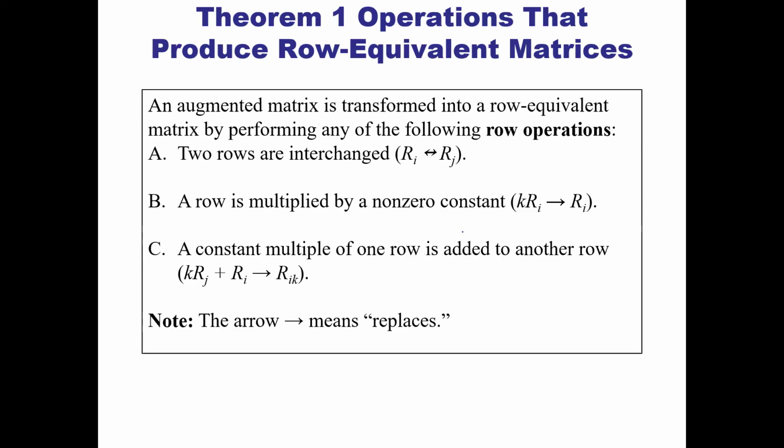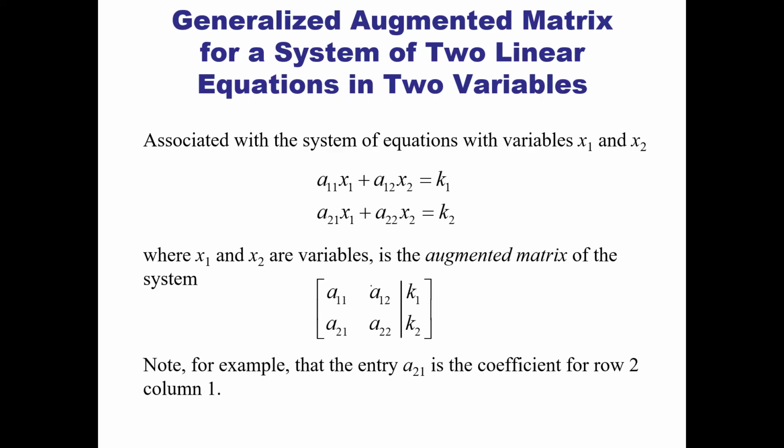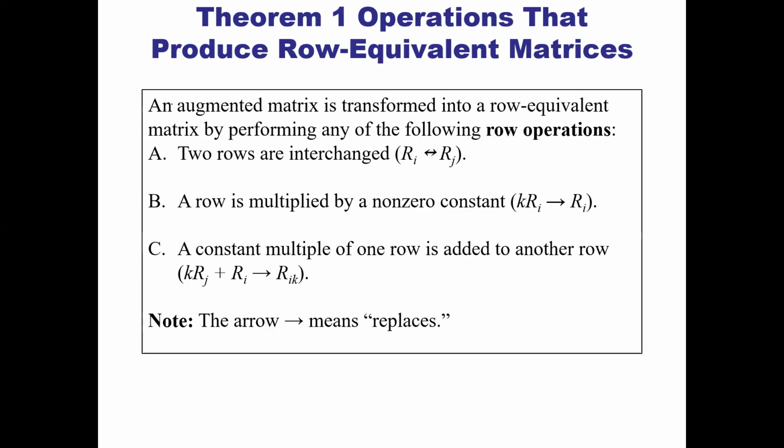So, theorem one: operations that produce row equivalent matrices. We're going to start with something that looks like this, and try to reduce it to something with a 1, a 0, a 0, and a 1, and then whatever K1 and K2 end up being at the very end. So we start with some numbers over here and work our way down until we get something like this. The operations we can do: we can interchange two rows.